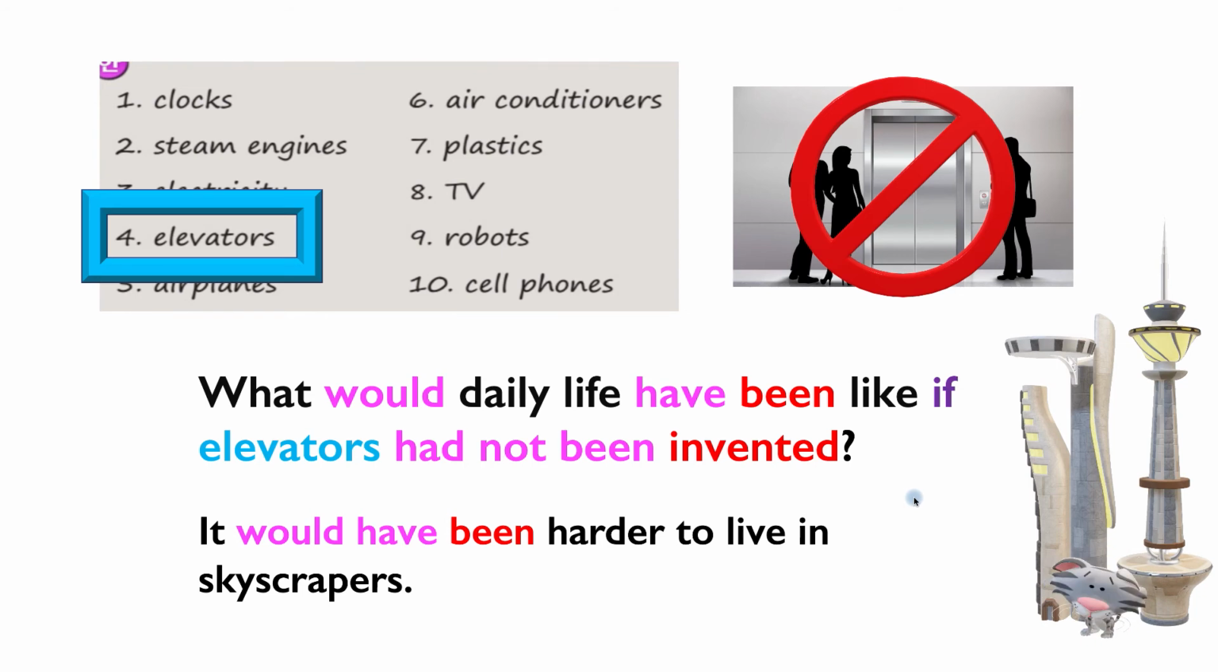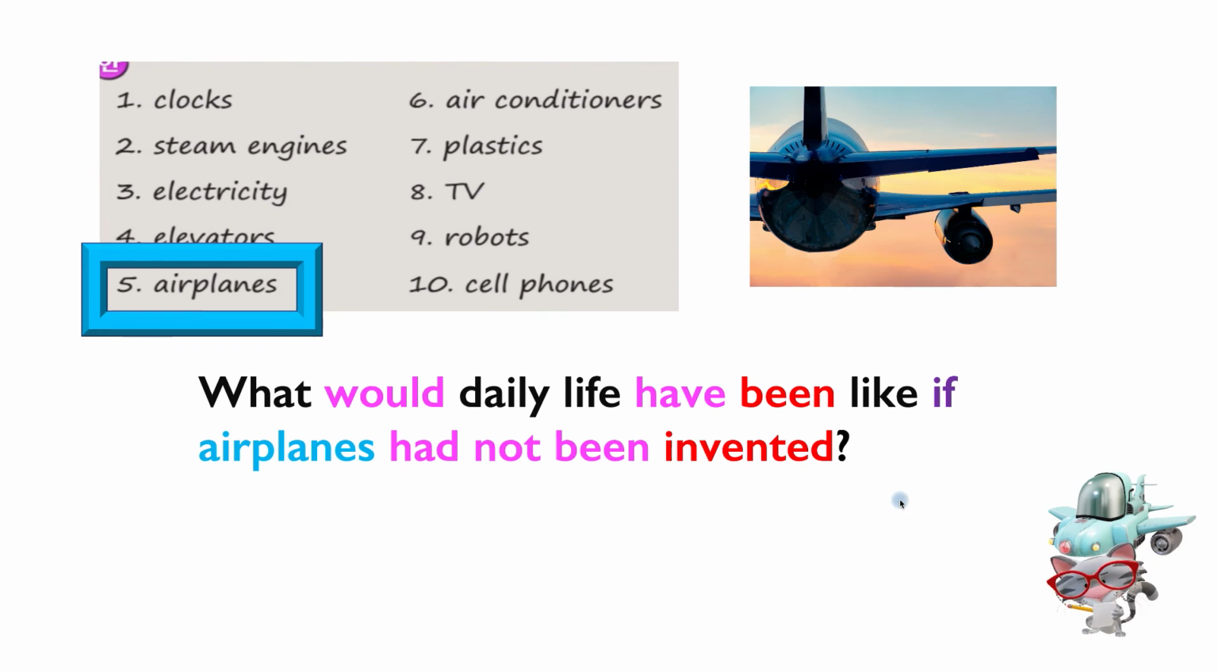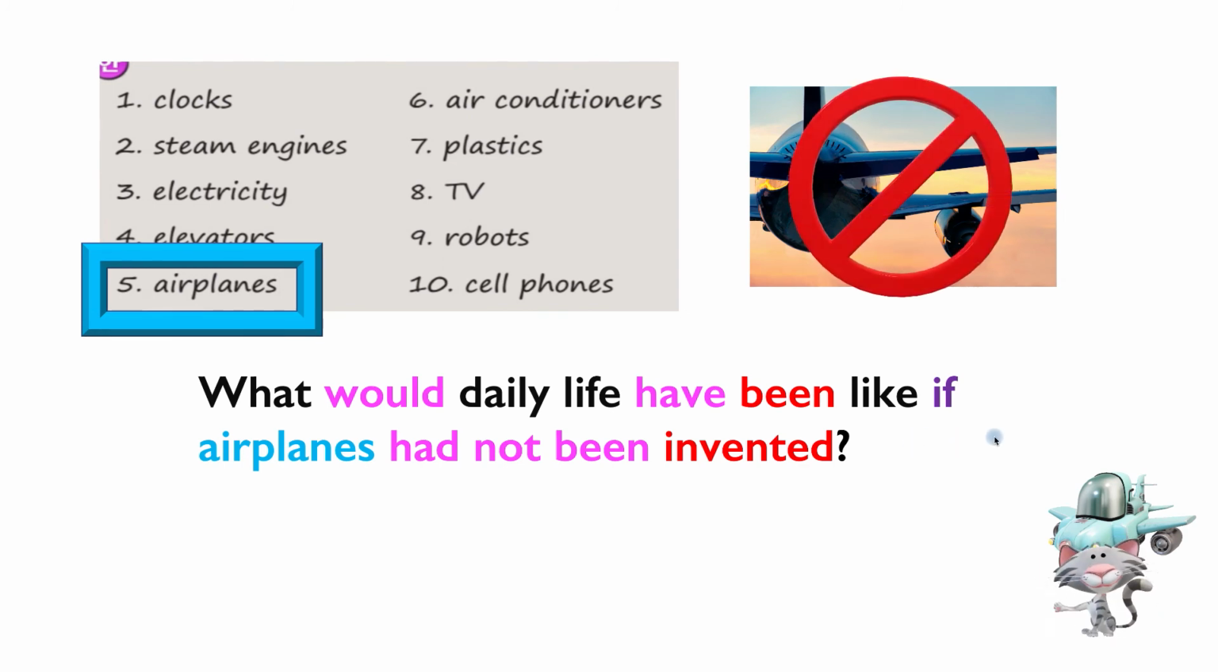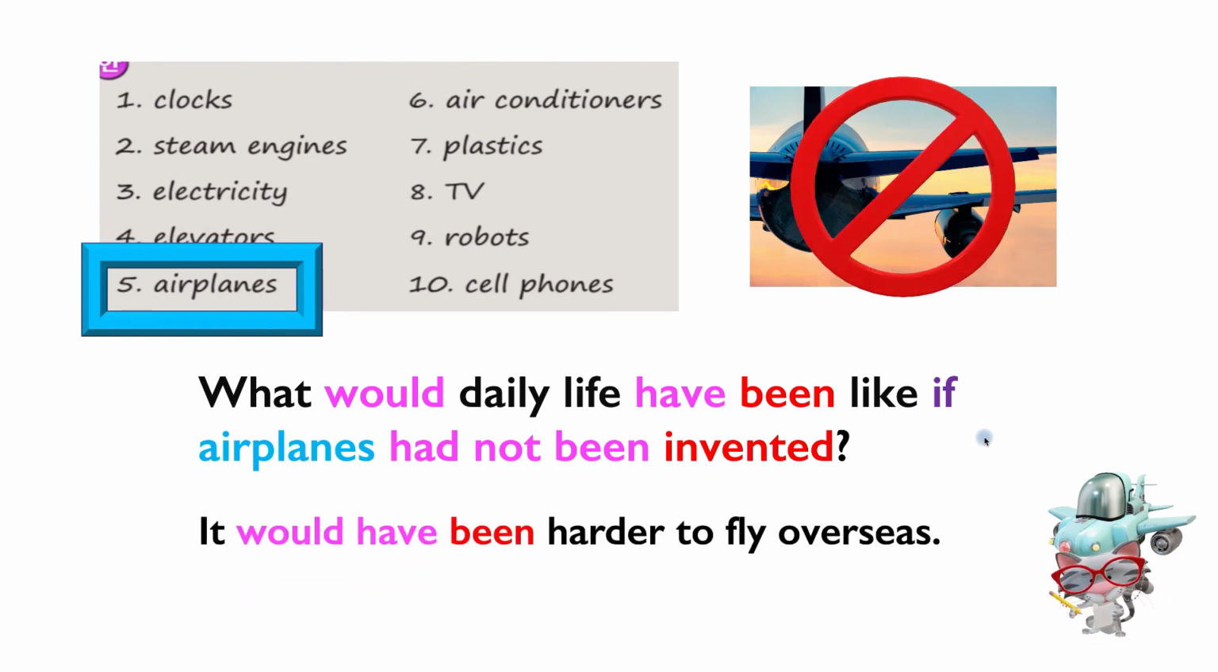And you can walk up like 60 floors. Exactly. Imagine walking up to your apartment every day in Korea. And if airplanes had not been invented, well, obviously we couldn't fly overseas. It would have been harder to fly overseas. Well, it would have been impossible because you'd need to have wings.